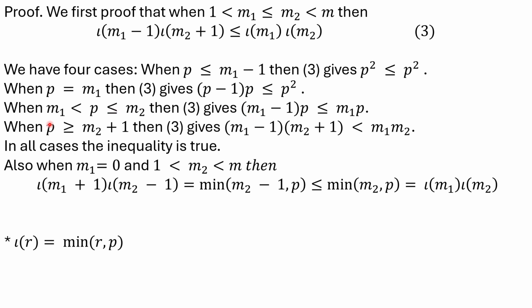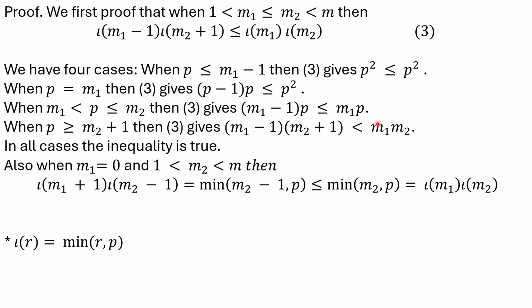Last case, when p is greater than or equal to m2 plus 1. Then we have this as m1 minus 1, and this as m2 plus 1, and m1, m2. And this is also correct. In all cases, the inequality is true.